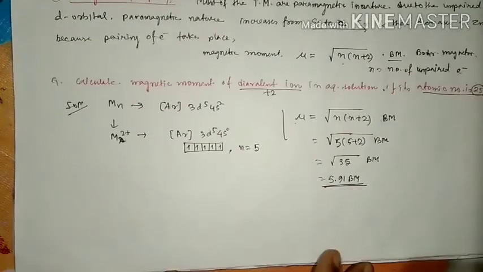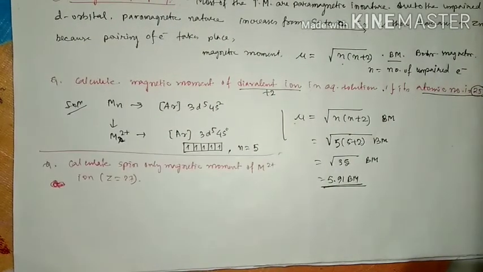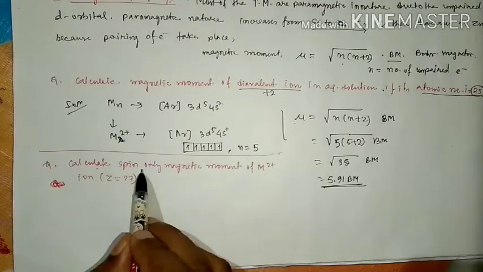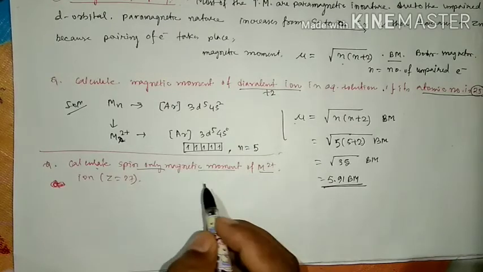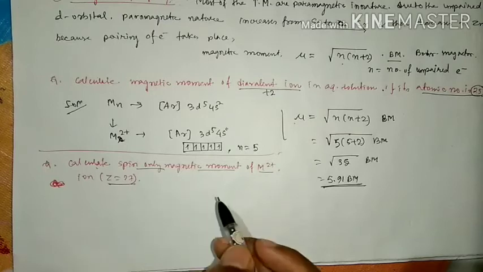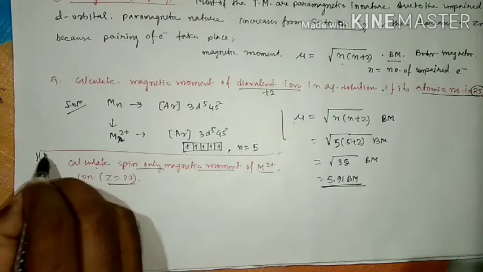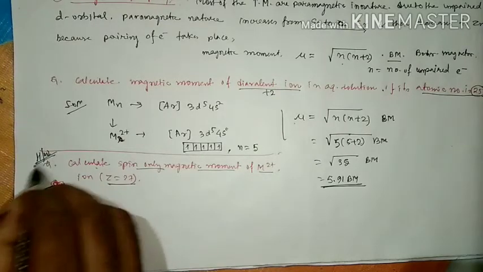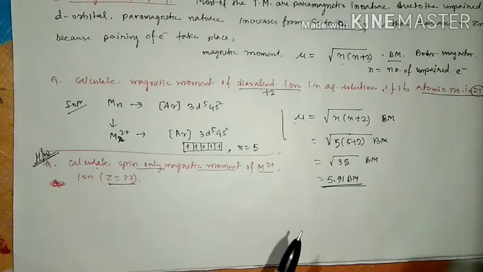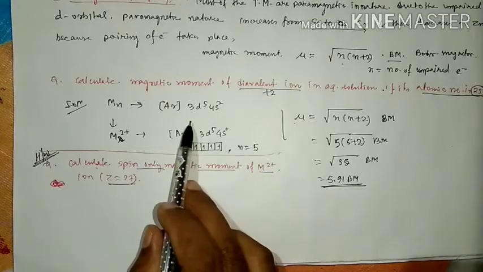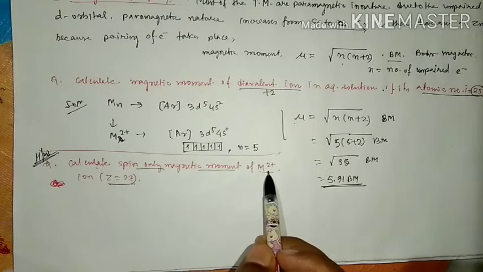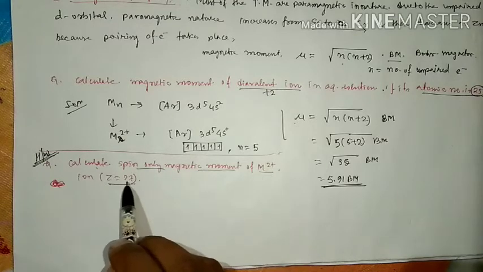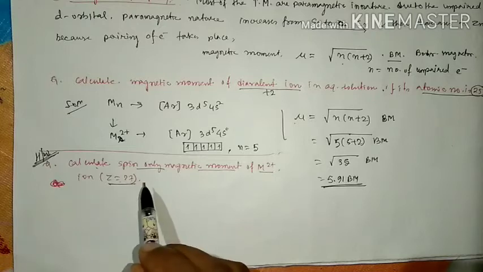Okay, next question is your homework. The question is, calculate the spin only magnetic moment of the metal 2 positive ion having the atomic number 27. That means atomic number 27. Okay, this one is the homework, try to do it. Okay, this is simple, a similar case to the earlier one. This one also, the element is in +2 oxidation state and the atomic number is 27. Okay, just try to do it.